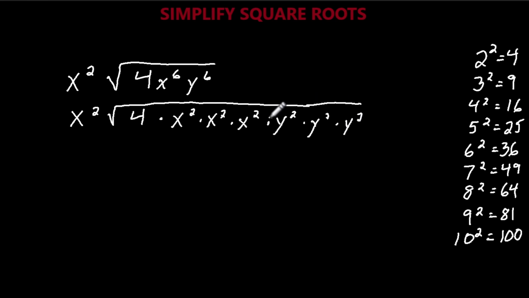And then I can take the pieces out. So the 4 comes out to be a 2. I have an x squared to begin. And then I have 3 x squareds underneath, and each one of them comes out as an x. So this x squared is 1x, another x, another x. So I'm actually going to be taking out x to the 3rd power.